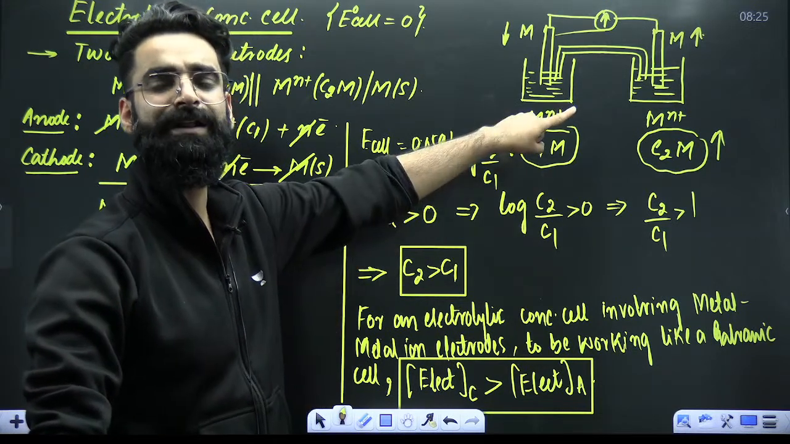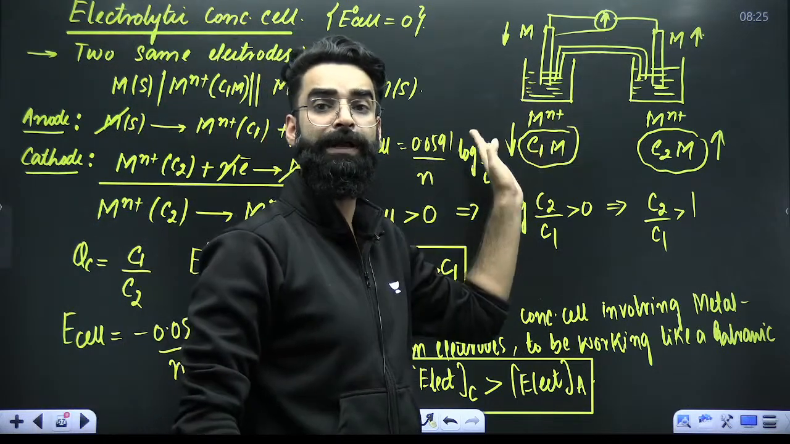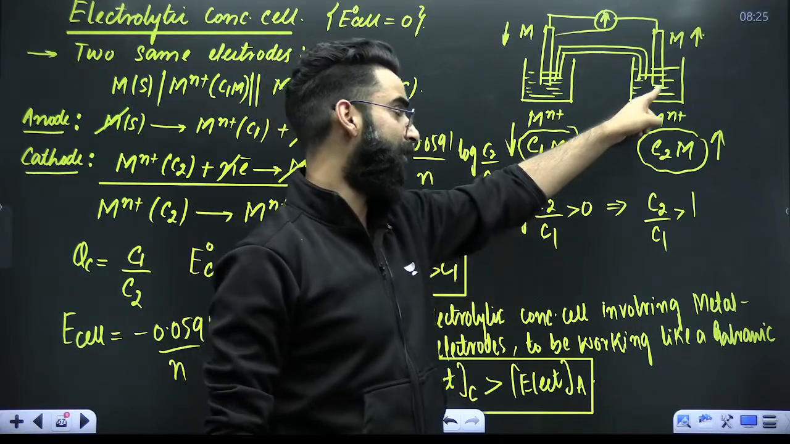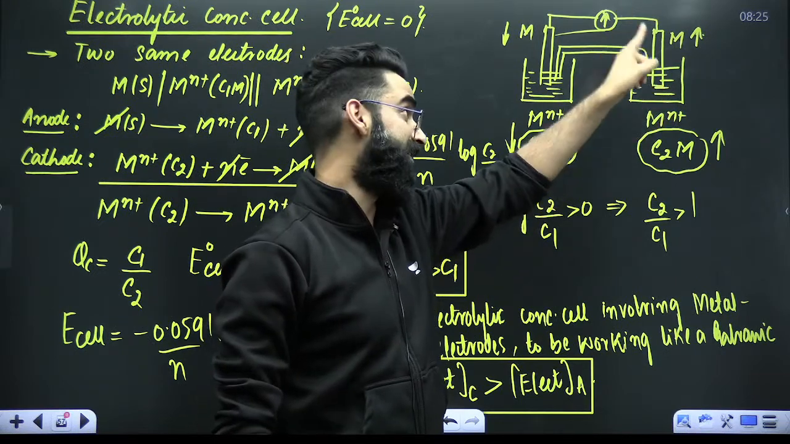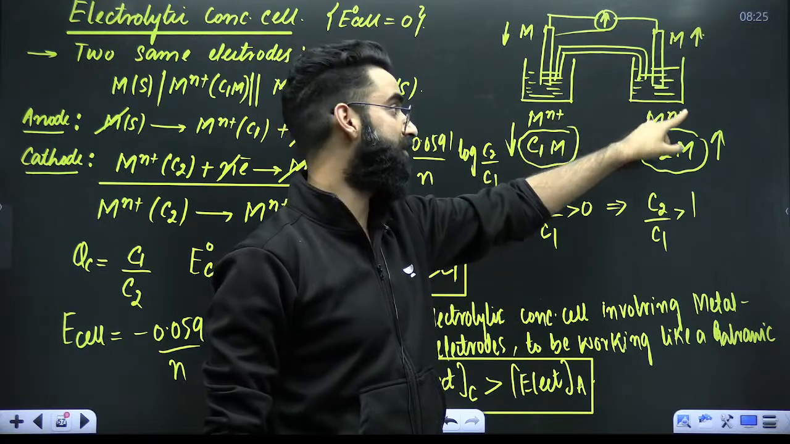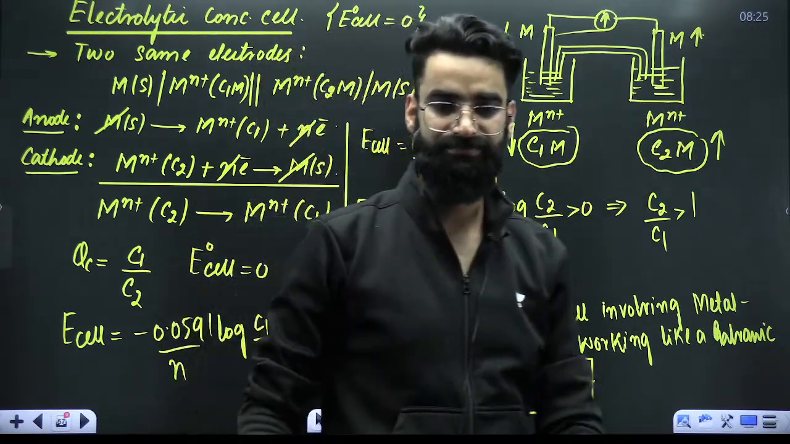Now, how come this particular cell will behave like a galvanic cell? If the direction of current is from cathode to anode, when can that be? When this electrode behaves like the cathode, if its reduction potential is more. Its reduction potential will be more when the concentration of electrolyte in this container is kept more. As simple as that.